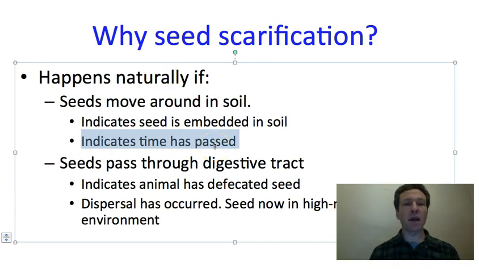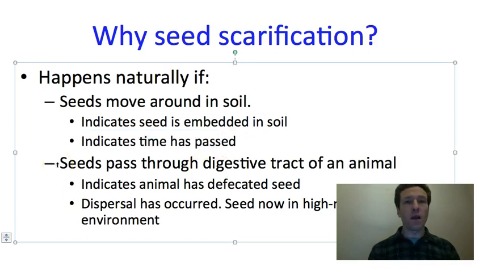So that means that if the seed coat has been damaged, then maybe the seed has been dispersed for long enough that it's had a reasonable chance to get further away from the parent plant and to get at least a little bit buried in the soil.